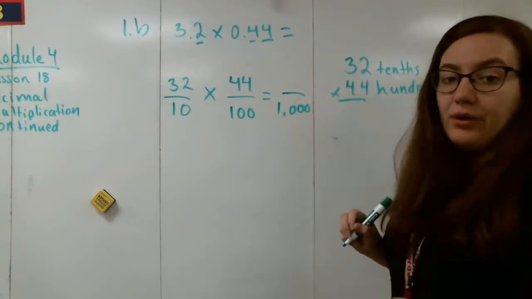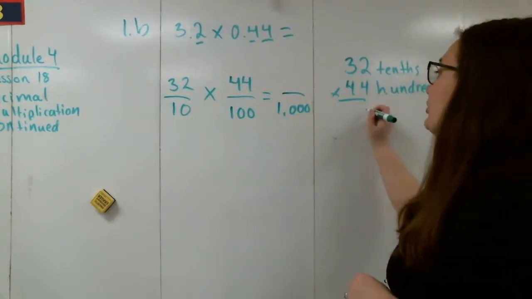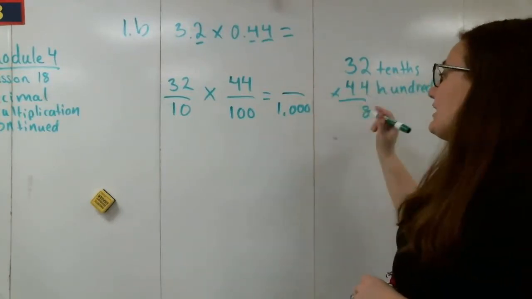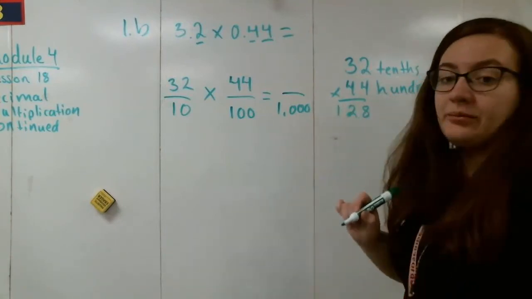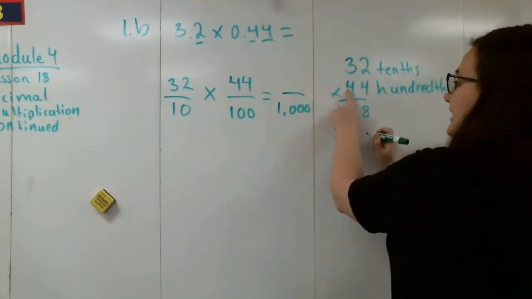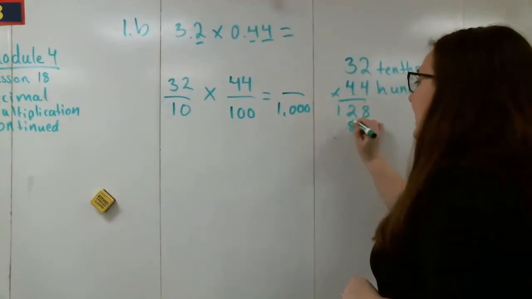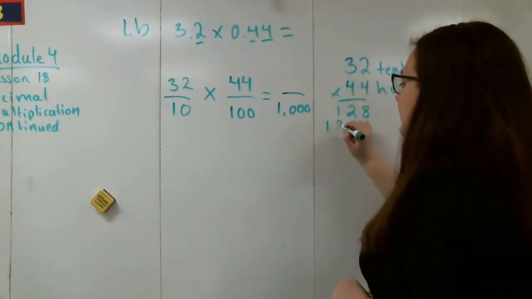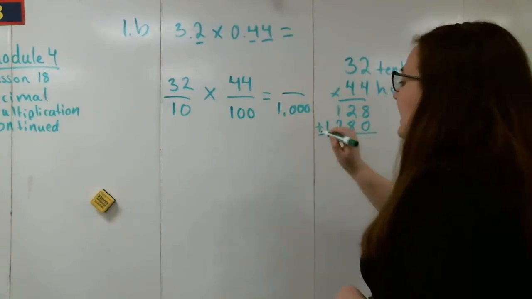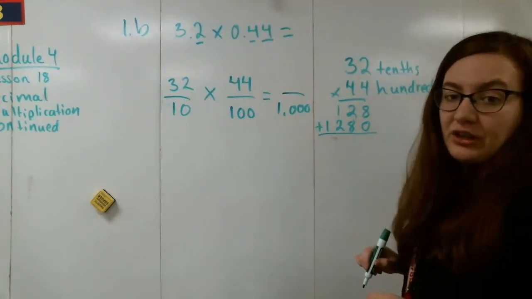Then we can multiply. So I do 4 times 2, which is 8, and 4 times 3, which is 12. Then, since I'm moving on to this next place value, I have to add a 0. 4 times 2 is 8, and 4 times 3 is 12. Then I can add these two numbers together.